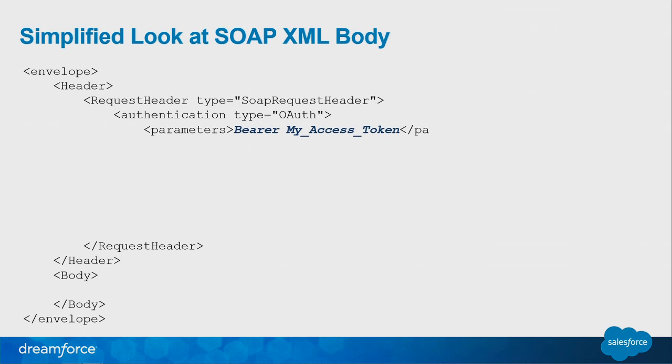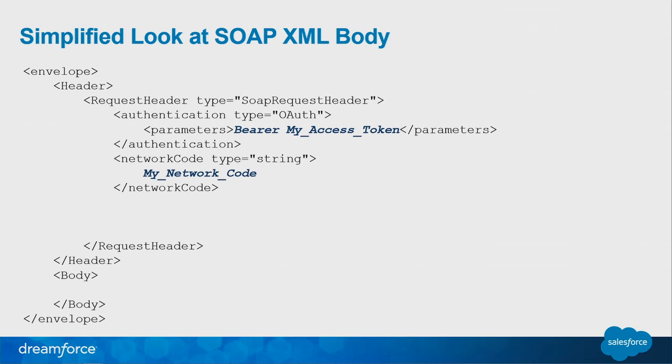Right now, we're going to add the authentication parameter, and basically it's an authentication node. The type has to be OAuth, and inside you want a parameters node that says bearer, space, and my access token. This is actually not very clear in the Google documentation. So very simple, but not very clear in the documentation.